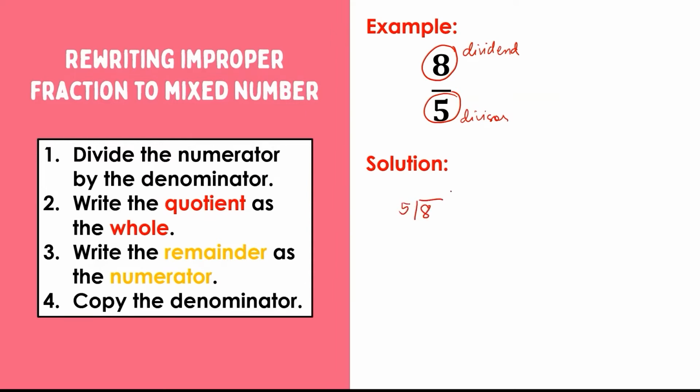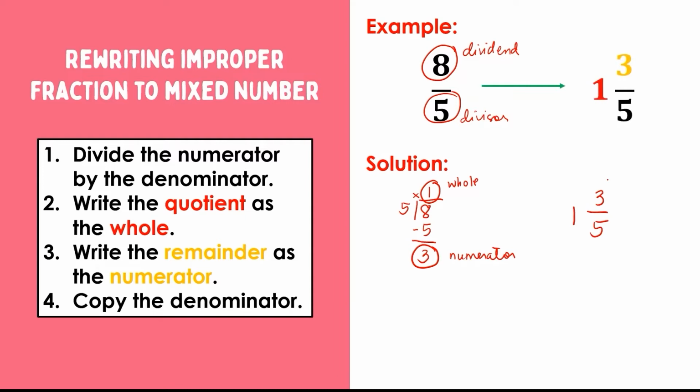And that is equal to 1. Then, 1 times 5 is equal to 5, which will give us a remainder of 3. This quotient here will be used as the whole, while this remainder here will be used as the numerator. And finally, we copy the denominator. So, that gives us 1 3/5. Again, 8/5 is rewritten in mixed number as 1 3/5.